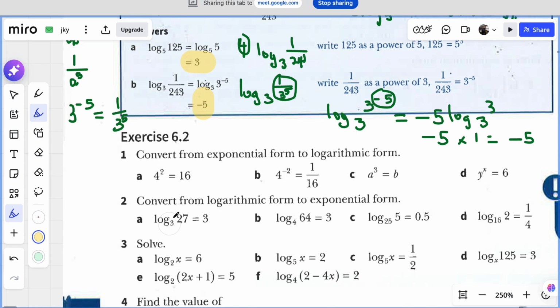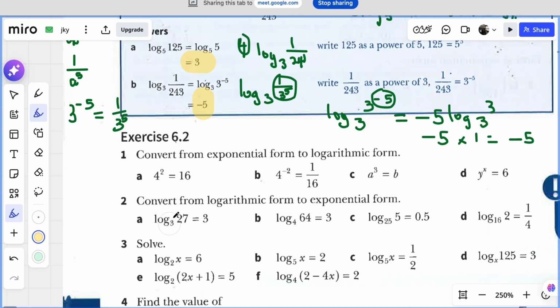But if you are solving, if you want to prove that this is equal to 3, 27 is 3 raised to power 3. You break 27. It's 3 raised to power 3. The highest power of the 3 will come to the back to become 3 log base 3 of 3. Log 3 of 3 here will be 1. 1 times 3 will be 3. The answer here, that's why it's 3.